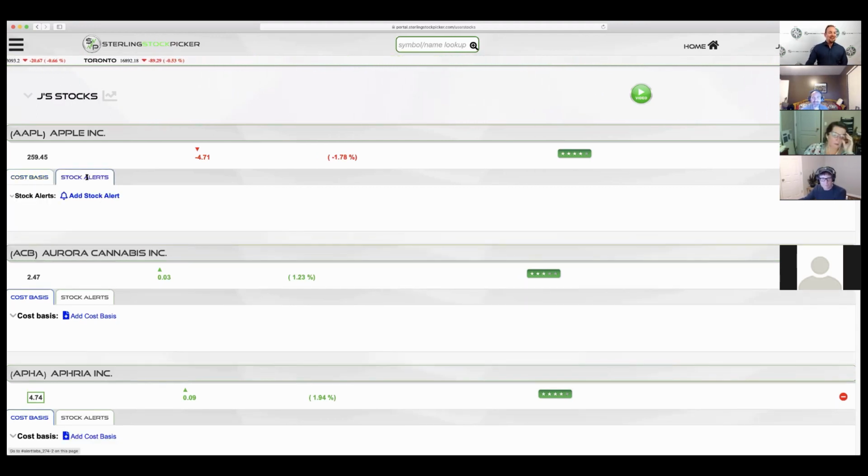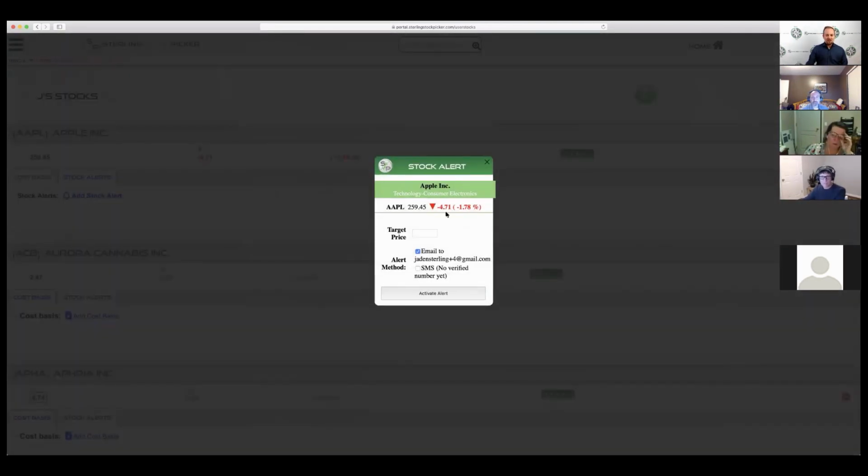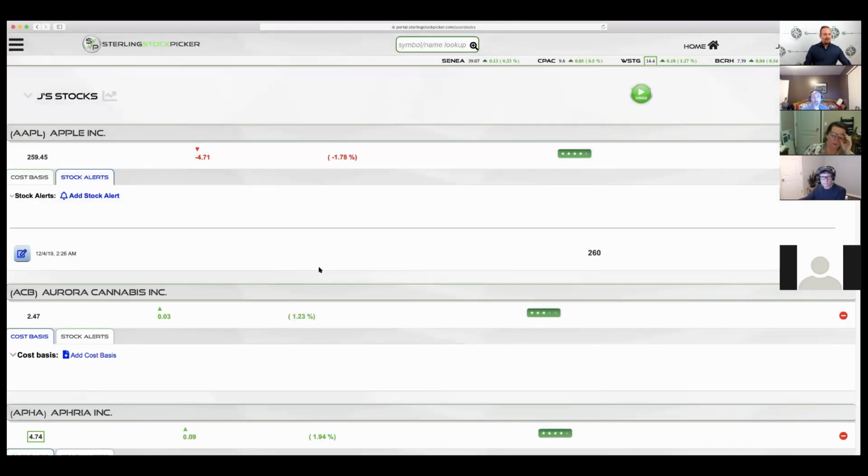Stock alerts. If you would like a stock alert for one of these companies, all you simply do is add a target price that you want to be notified at. So I'm going to put $260 a share, and you can choose either email or text. Totally up to you, and I'll show you where to do that right now. So we activate the alert. Now that's in the system, so you're going to be notified right away when that stock hits that target price.